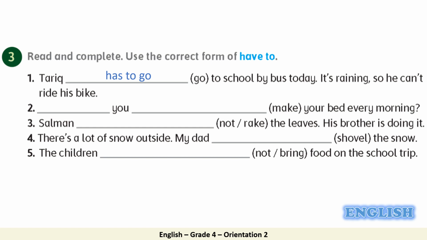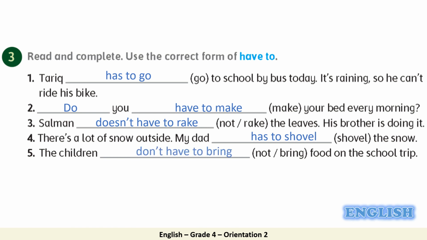Number 2. Do you have to make your bed every morning? Number 3. Salman doesn't have to rake the leaves. His brother is doing it. Number 4. There's a lot of snow outside. My dad has to shovel the snow. Number 5. The children don't have to bring food on the school trip.